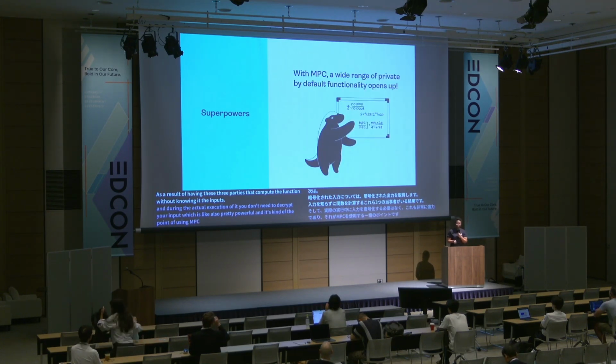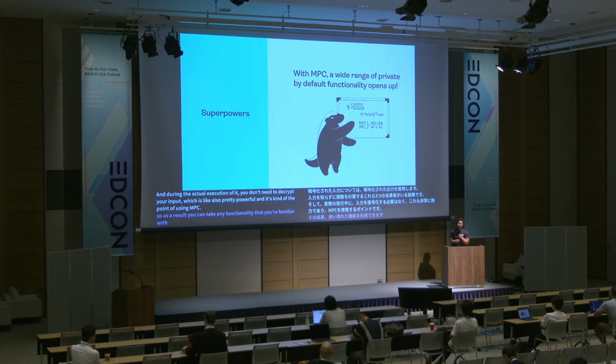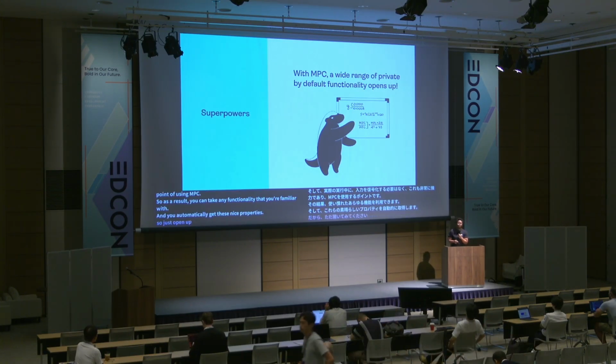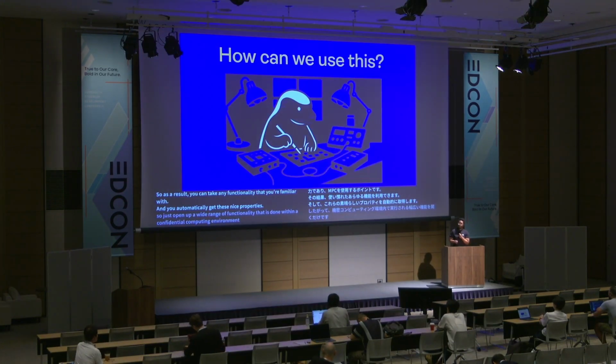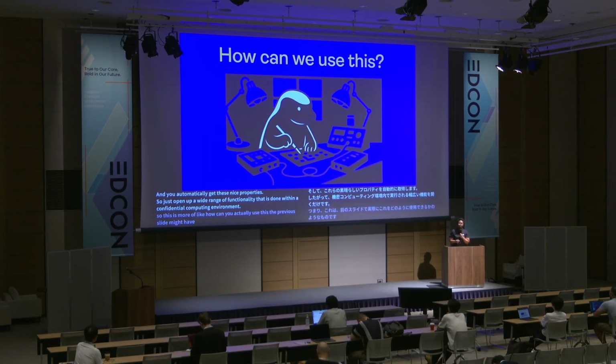So as a result, you can take any functionality that you're familiar with, and you automatically get these nice properties. So it does open up a wide range of functionality that is done within a confidential compute environment. So this is more of how can you actually use this? The previous slide might have seemed kind of abstract. So we'll go quickly over an example of how this is used.